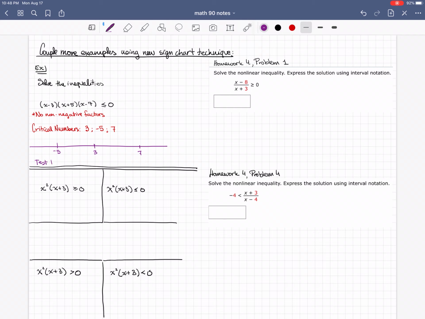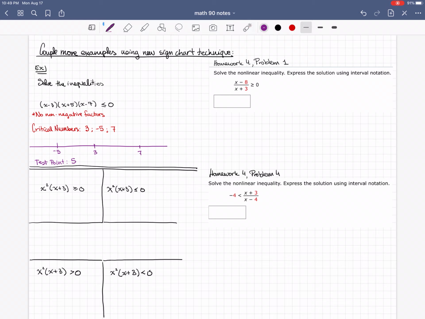I really want to stress this notion that the test point can be anything that's not a critical number. So I'm just going to go to town and pick one at random. So I'm going to pick 5. No reason. I just want to really stress that you can pick anything as a test point as long as it's not a critical number. Okay, so 5. Incidentally, make a mental note: 5 lives in this third region from the left, between 3 and 7.